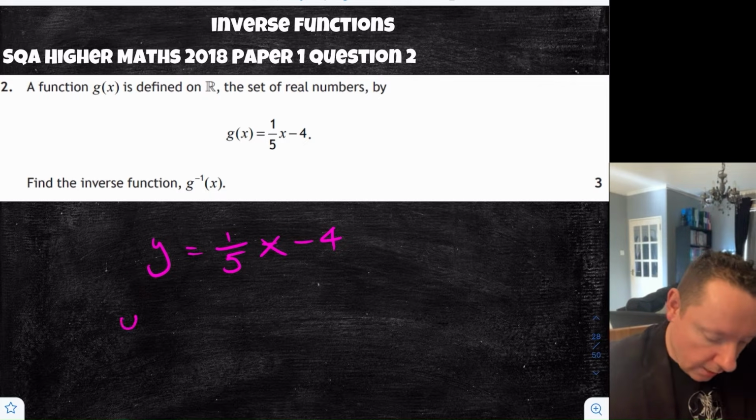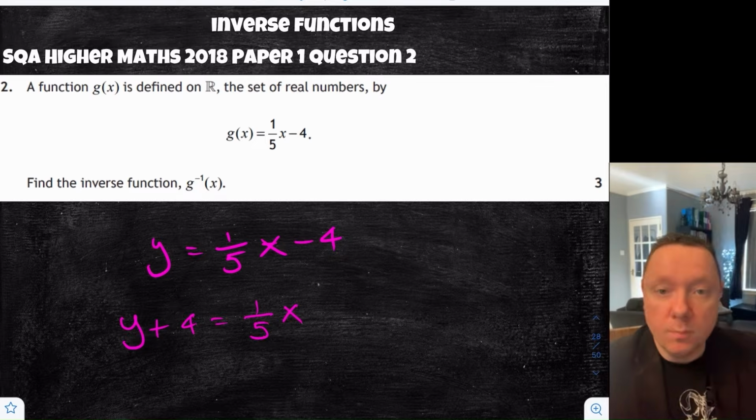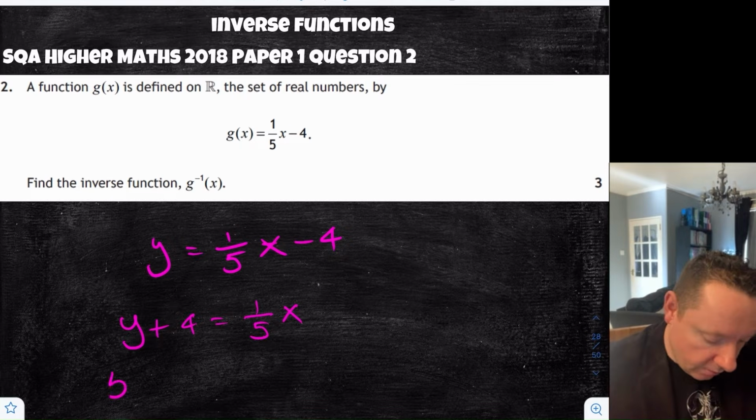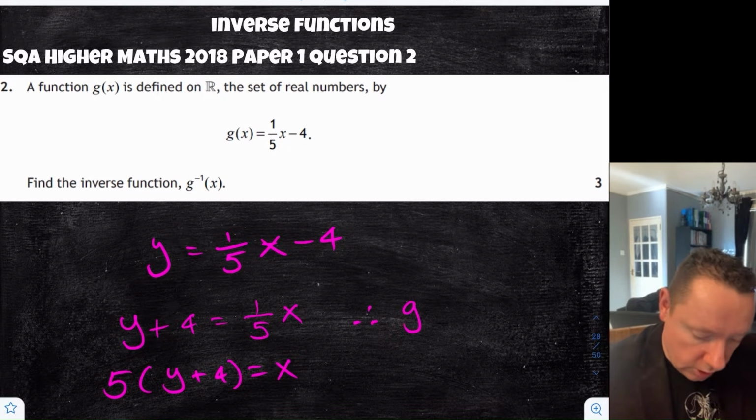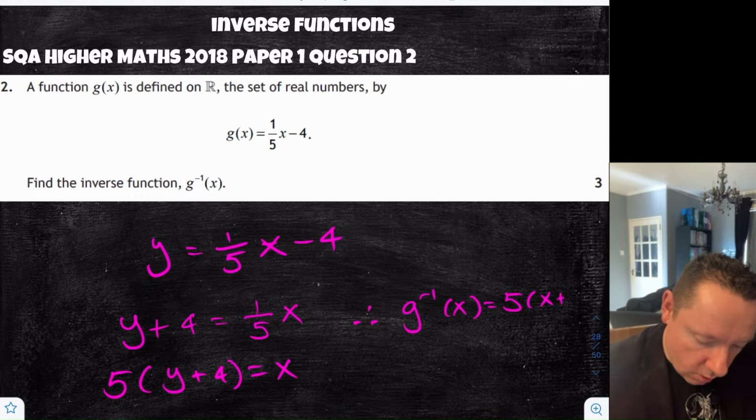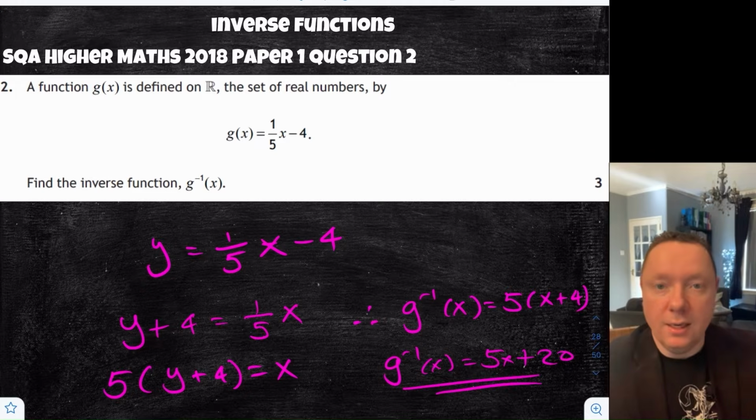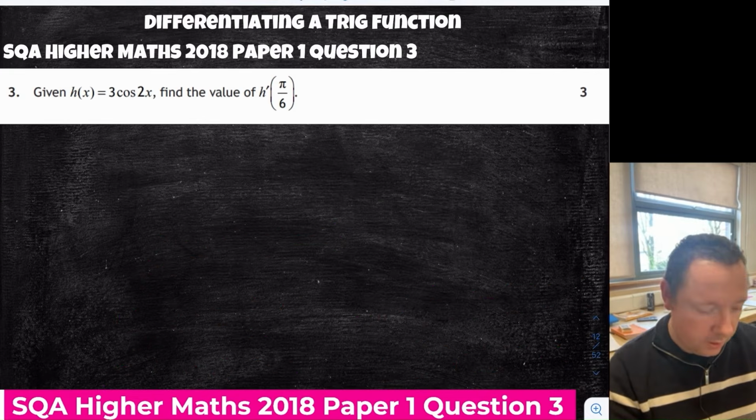So I've got y plus 4 equals 1/5 of x, times on both sides through by 5. I get 5 bracket y plus 4 equals x. And therefore our inverse function of g is equal to 5 bracket x plus 4, or if you prefer, you could expand the bracket to get 5x plus 20. And we're done there.